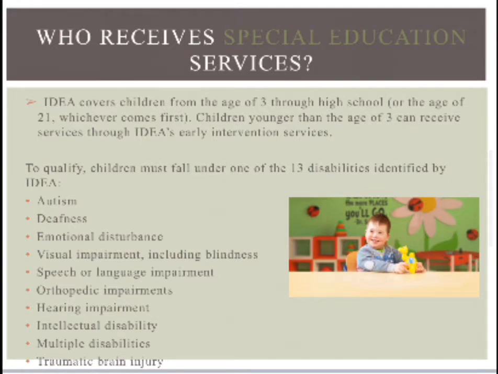Children younger than the age of 3 can receive services through IDEA's Early Intervention Services. To qualify, children must fall under one of the 13 disabilities identified by IDEA. First is autism, deafness, emotional disturbance, visual impairment including blindness, speech or language impairment, orthopedic impairments, hearing impairment, intellectual disability, like for example cerebral palsy and epilepsy. Next, multiple disabilities. Under this is deaf-blind. And lastly, traumatic brain injury.